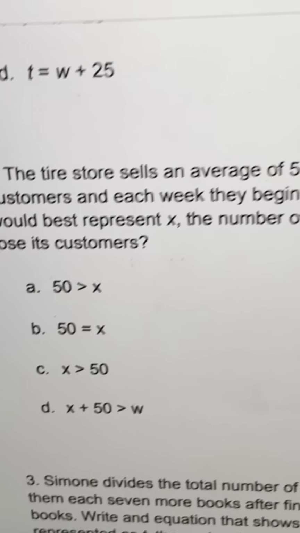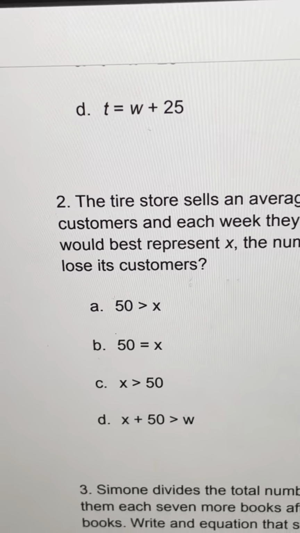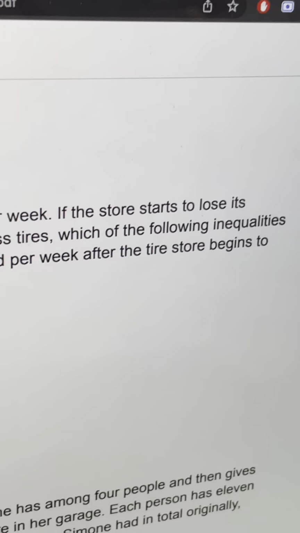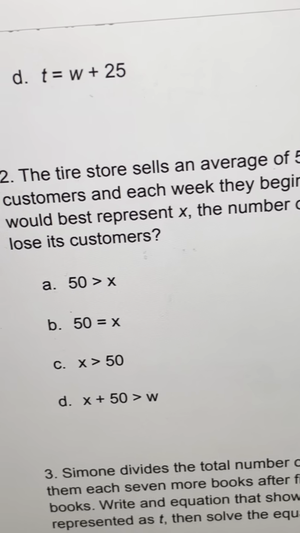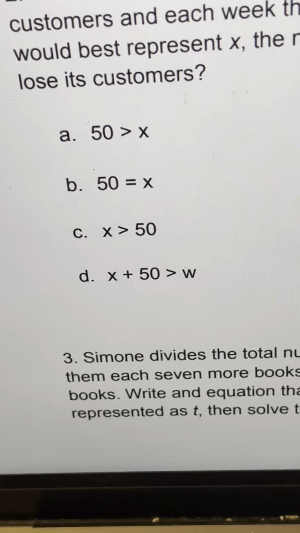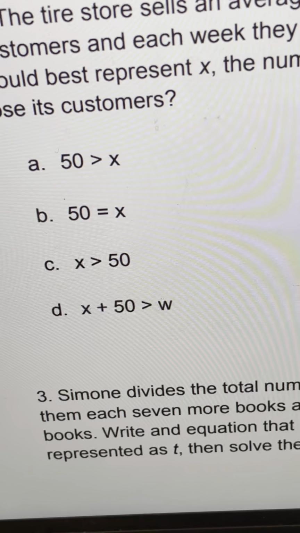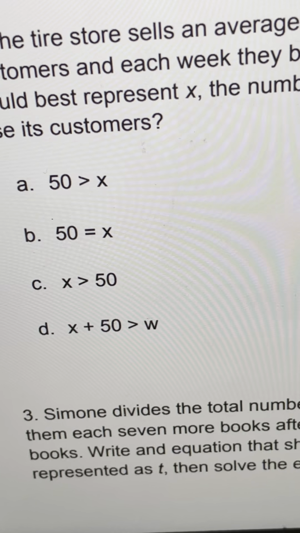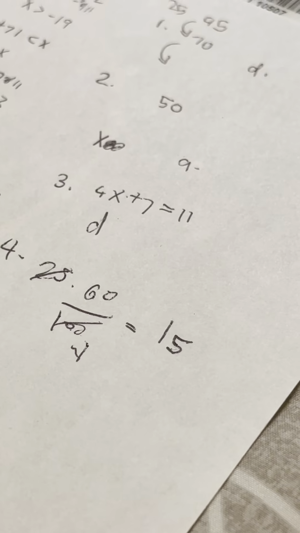The tire store sells an average of 50 tires per week. If the store starts to lose its customers and each week they begin to sell fewer tires, which of the following inequalities would best represent X, the number of tires sold per week after the tire store begins to lose its customers? Since it's losing its customers, it wouldn't make X greater. So we can take C and D out, and it would be equal to B. So it would be A, which is the right answer for number 2.